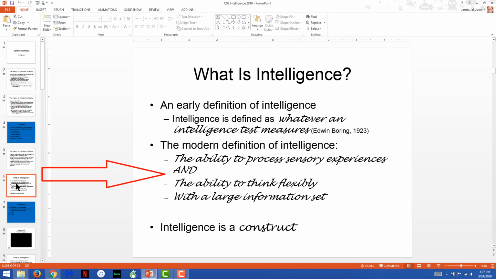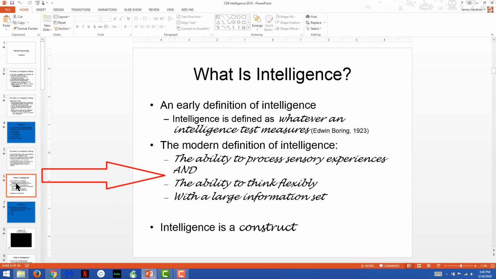The ability to process sensory experiences is exactly what we talked about in the sensation perception chapter. In fact, we're not even talking about perception in this case, we're just dealing with the sensory aspect. The ability to think flexibly is actually the aspect of creativity. Now, we have not talked about creativity yet this semester, but creativity is actually a subfield of intelligence itself, and we will begin talking about it very shortly. And then last, with a large information set, what chapter did we already cover that talked about your ability to remember a large information set? The memory chapter, of course.